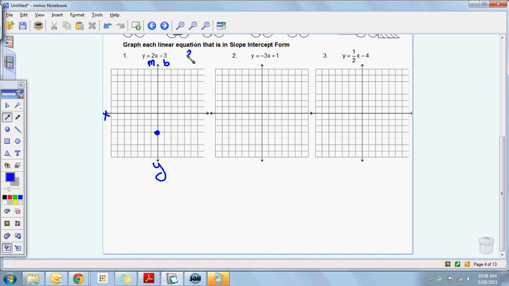So if you wanted to, and I think it would be helpful, remember you can always write a slope as a fraction by putting it over 1. So I'm going to graph a slope of 2 by going up 2. Remember, it's always rise over run. So from my point, I'm going to go up 2.